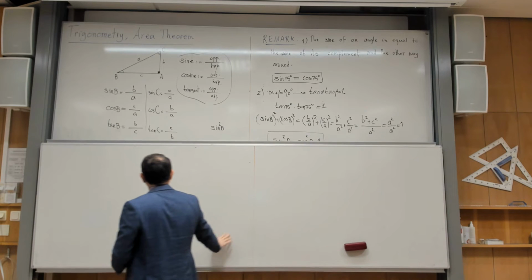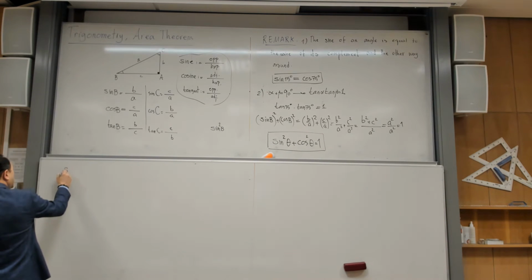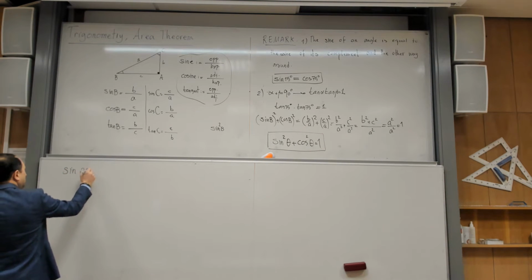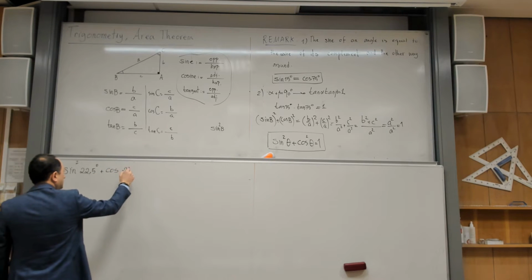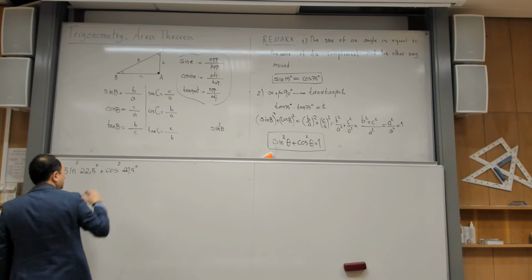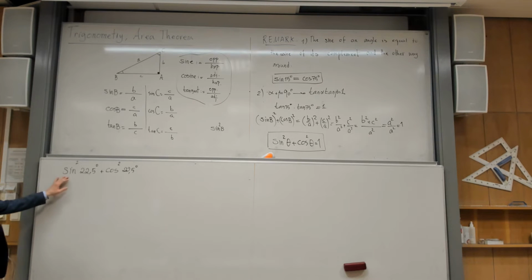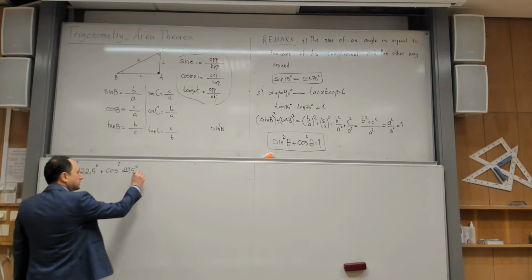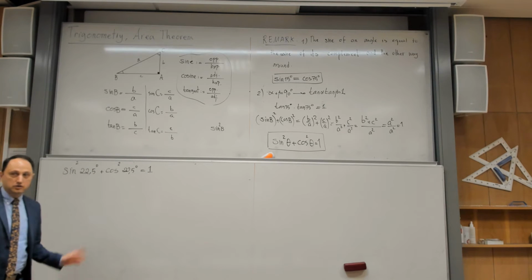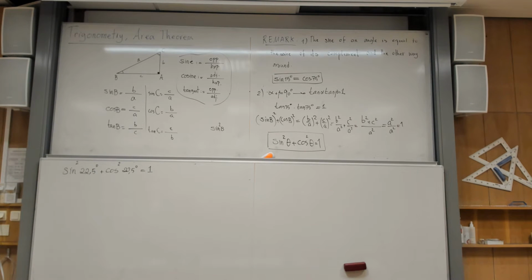For example, if I ask you, what is sine of 22.5 degrees squared plus cosine of 22.5 degrees squared? I don't know any of them individually, but if you ask me about this particular combination, I'm confident that the answer is exactly 1. Sine squared of an angle plus cosine squared of the same angle is equal to 1.